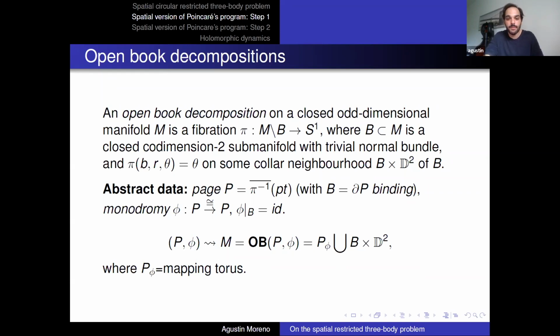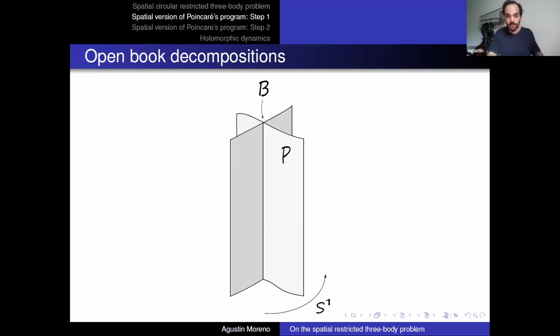Okay, so this is a picture to remember. So B here is a codimension 2 subset, which is closed. Then it has trivial normal bundle, and a collar neighborhood looks precisely like this picture. You know, you have a circle family of pages all having the boundary at B. It looks as if I took a book and opened it up, and I glued the front lid to the back lid, and then this is what it looks like. And away from this collar neighborhood is just a mapping torus. Okay, so this is the abstract situation.